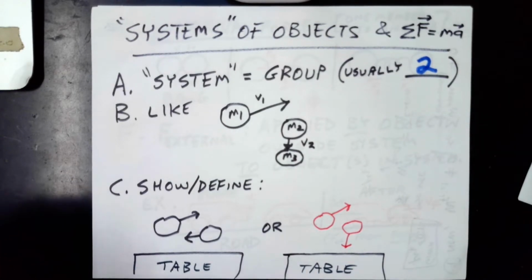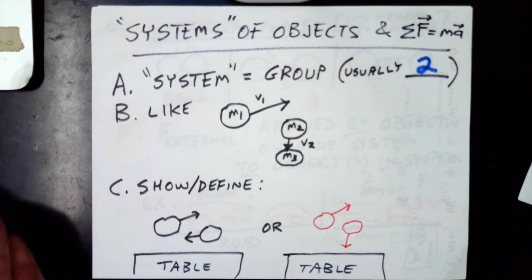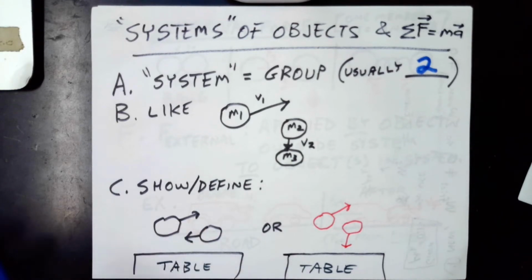So when you see system of objects, you don't freak out, you just think, okay, two objects. Could be 3 or 4, could be a large number like a bunch of particles in space, but in our class, it's usually two objects. That's what this fancy word system means.